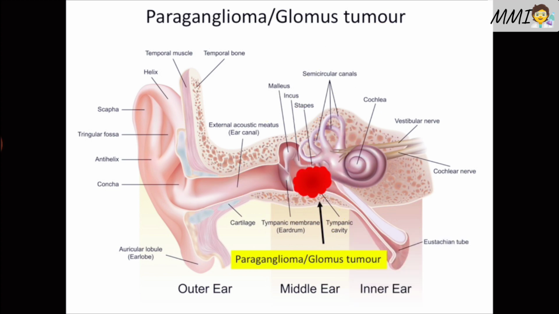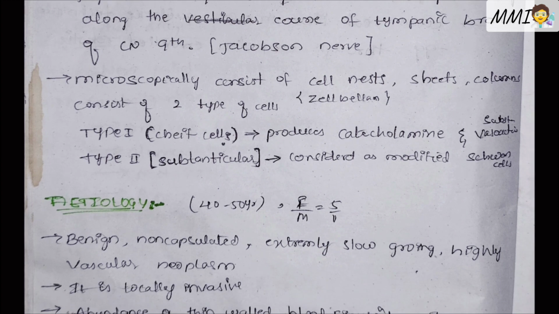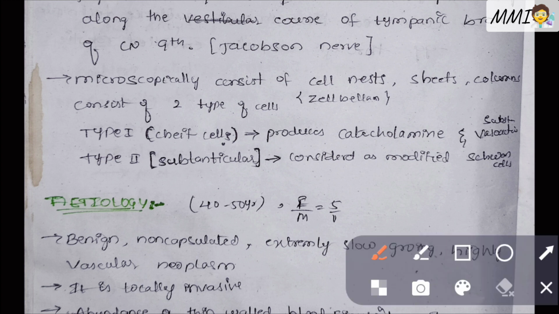Okay, let's start. Microscopically it consists of cell nests, sheets, columns, in Zellballen pattern, and consists of two types of cells. Type 1 chief cells produce catecholamine and vasoactive substances. Type 2, that is sustentacular cells, are considered modified Schwann cells.